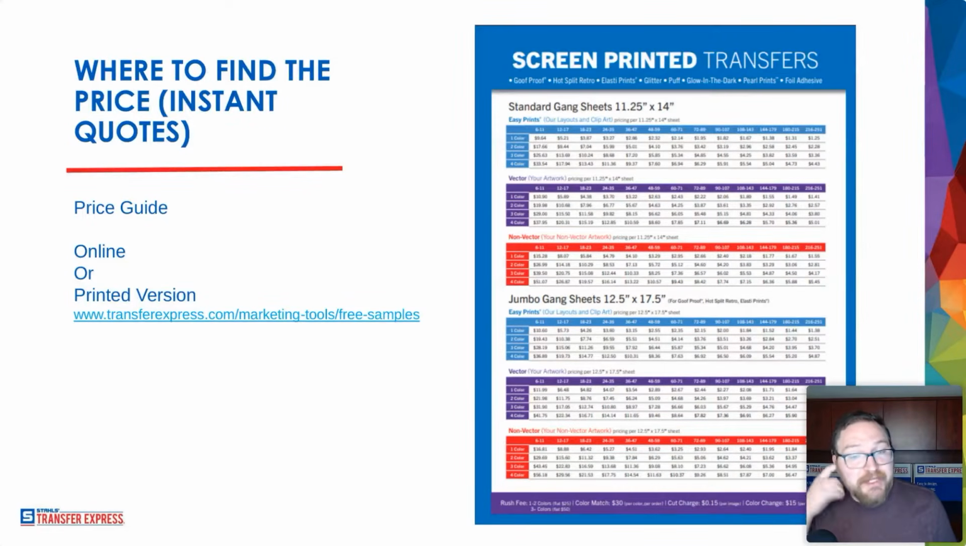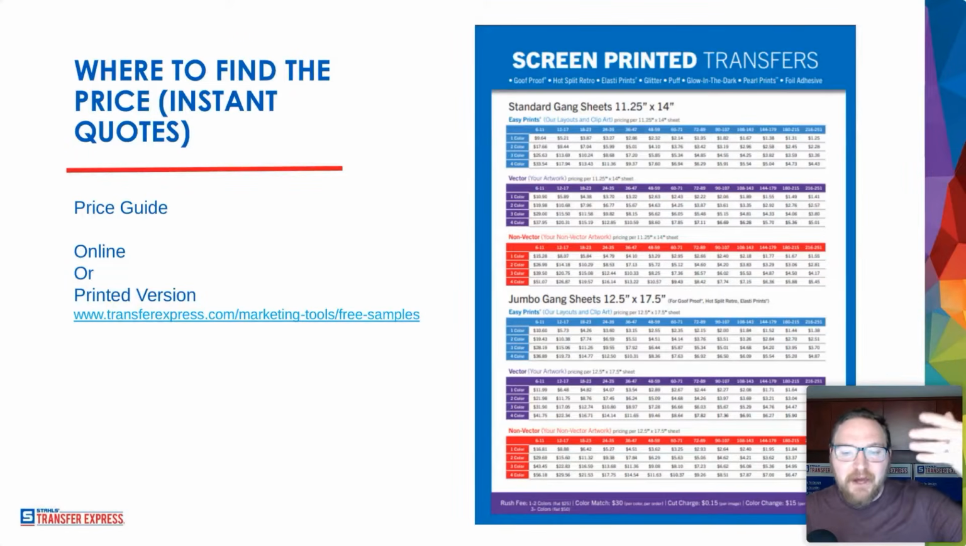kind of pricing guide. And this is all of our screen printed transfers. As you can see, the blue, the purple, and the red is our easy prints and blue pricing. The purple is vector pricing and the red is non-vector pricing, which we're going to jump into here in just a little bit and kind of explore the differences between those. If you're unsure of that terminology that I'm throwing around, we don't want you to be left out in the dust, and we'll cover that here in just a second.